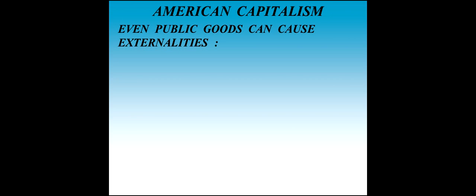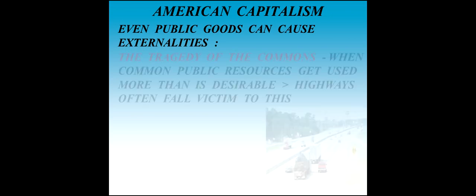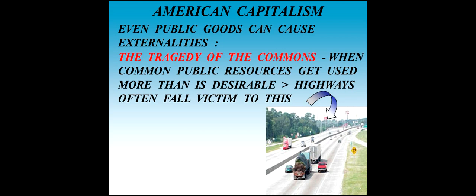It holds true for public goods as well. Let's look at an example. Well, the example of when a public good causes an externality is commonly called in the study of economics the tragedy of the commons. It's when a common public resource gets used more than is desirable. As you know from earlier in this chapter, a road or transportation system is a public good, and highways as part of the transport system often fall victim to the tragedy of the commons.